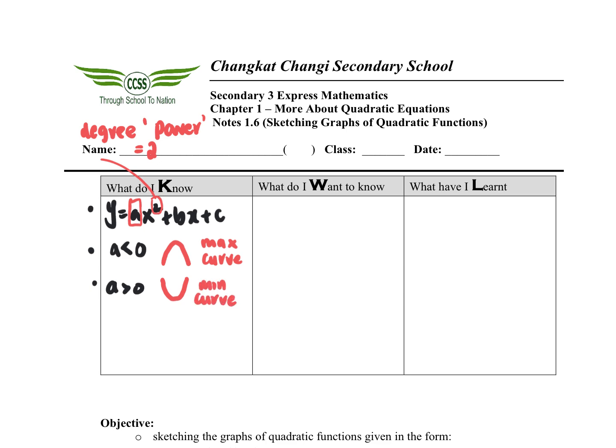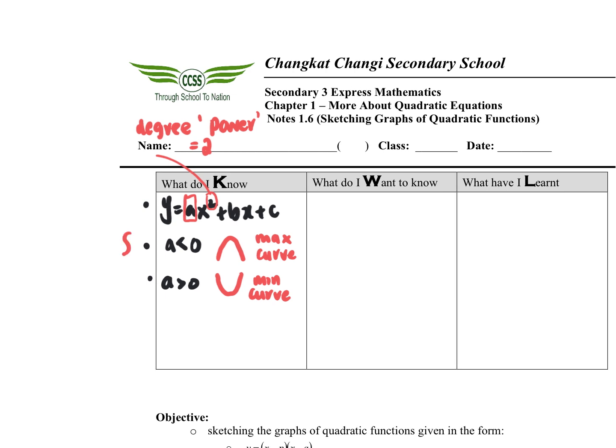In fact, these shapes have a special name. It's called a parabola, so they are called parabolic curves. They are either a smiley curve or a frowning curve, but you don't use those terms in your answer. It's a maximum or minimum curve. If it has a maximum point, it's a maximum curve. If it has a minimum point, it's a minimum curve.